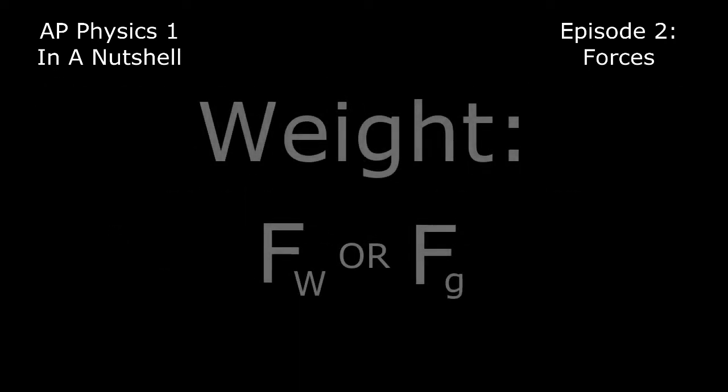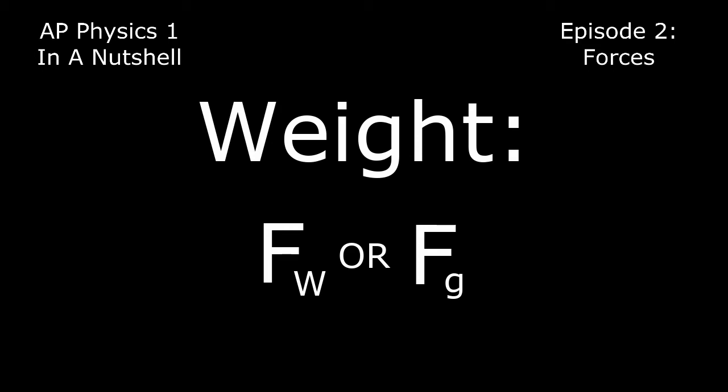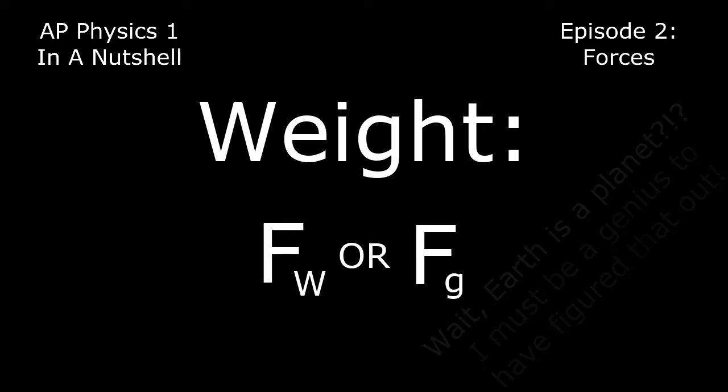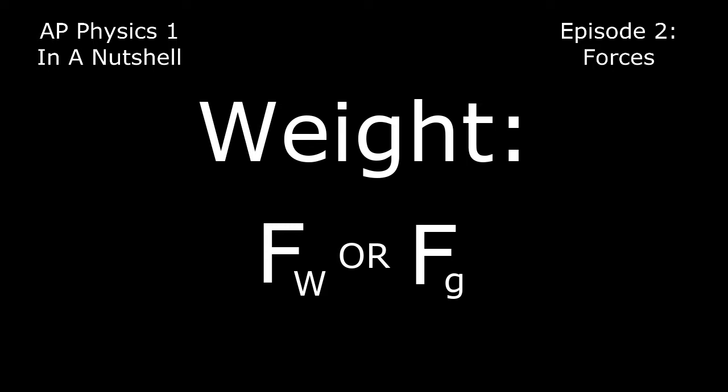Weight is the force of gravity pulling an object to the ground. When standing on the surface of a planet, such as the Earth, this force will always be directed downwards. Weight is equal to mass times the acceleration of gravity, which is 9.8 meters per second squared on Earth.